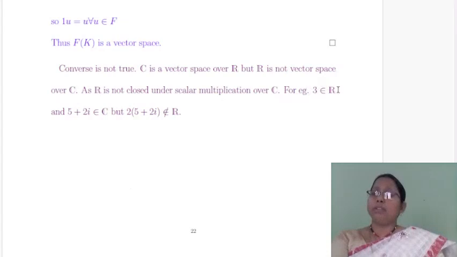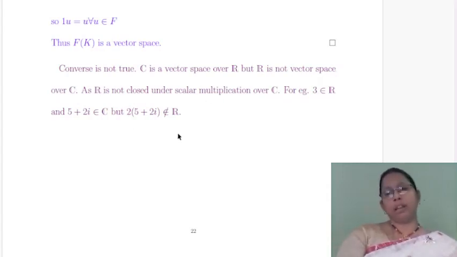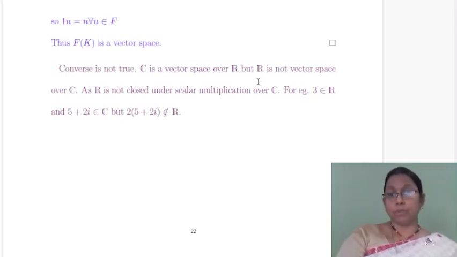For example, take 3 belongs to R and 5 plus 2i belongs to C. Then this is not 2, this is 3. Here I am taking this 3. 3 into (5 plus 2i) does not belong to R, as this is a complex number that does not belong to R. So the converse of the above is not true. That is, a field is a vector space over its subfield, but a subfield is not a vector space over its field.